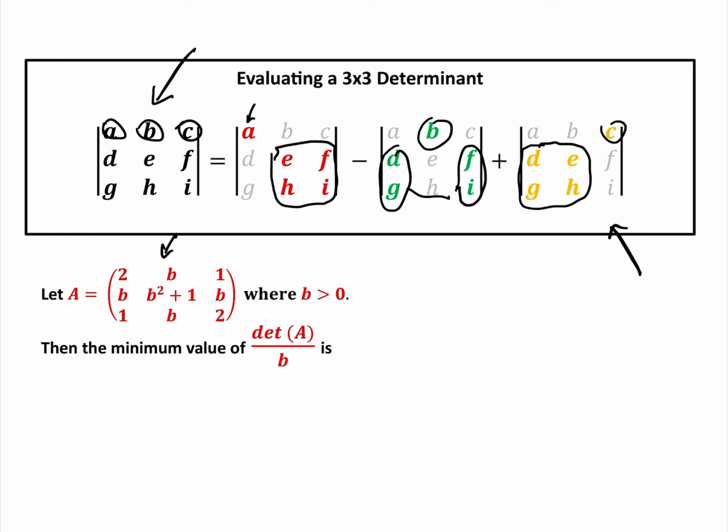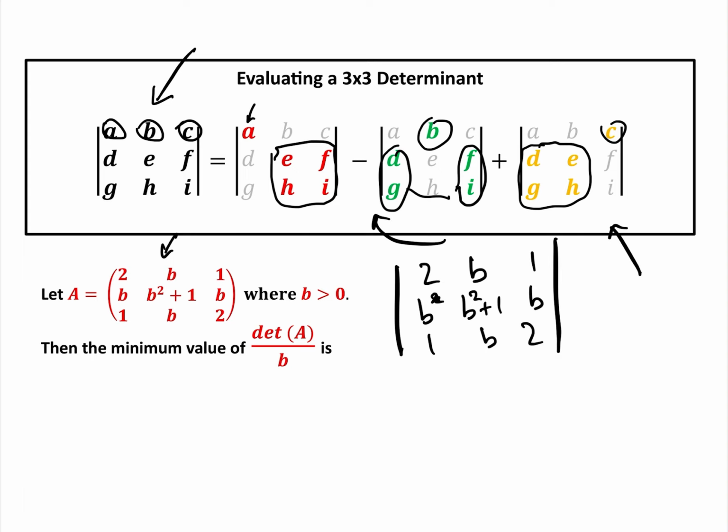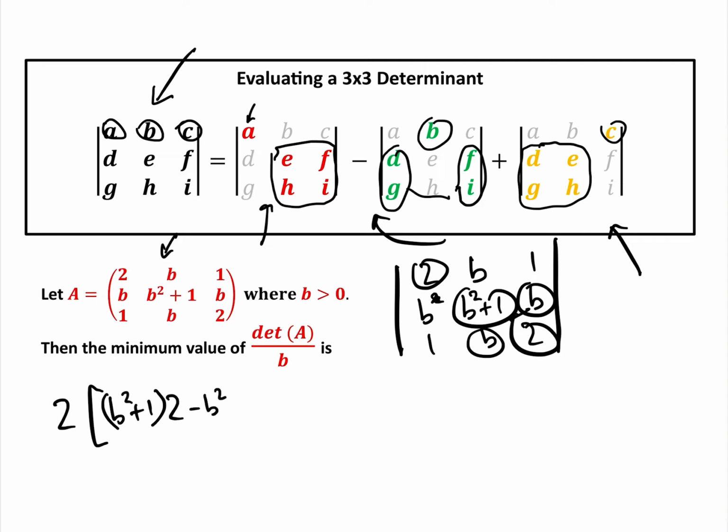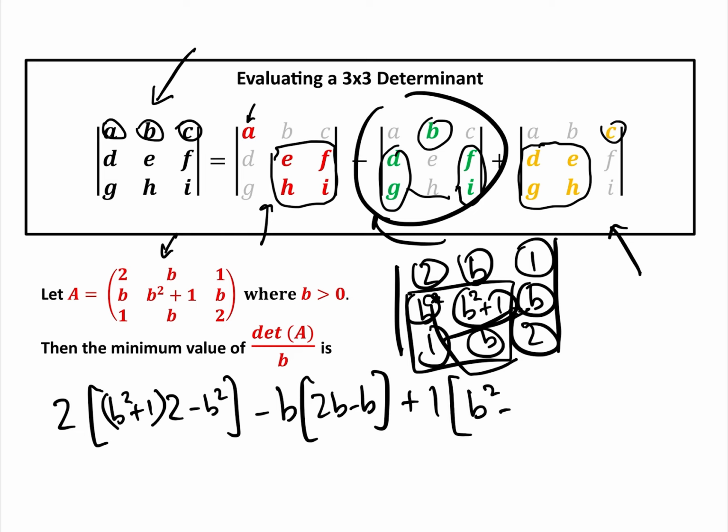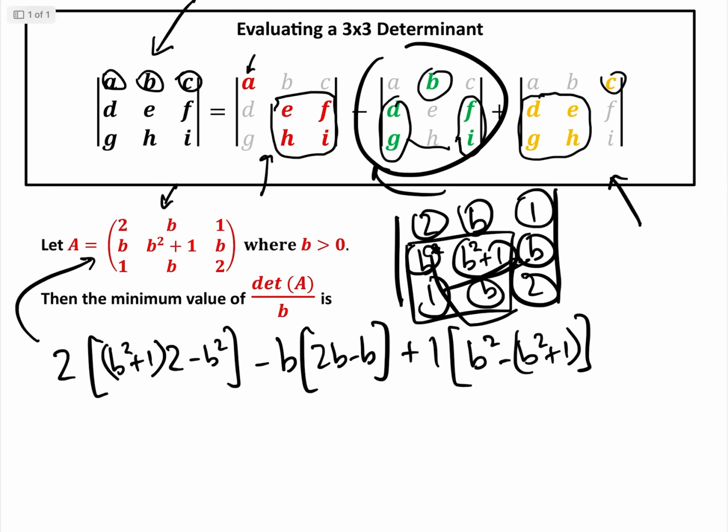So all we've got to do is use this formula on the determinant of this matrix. Doing the first one, that will be 2 times (b squared add 1 times 2 minus b squared), minus b times (2b minus b), and then add 1 times (b squared minus (b squared add 1)). That is the determinant of this 3x3 matrix.